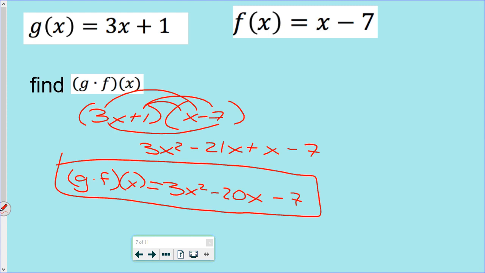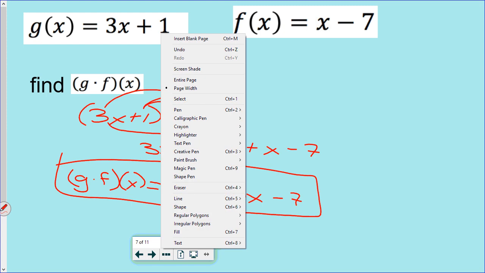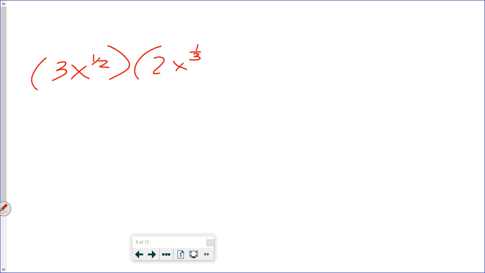Questions on that at all? Feeling pretty okay with multiplication, not too terrible. Remember when we multiply, that's when our terms change. So just a little side note, because I should have done one in here, but I forgot. Let's say I have 3x to the 1/2 times 2x to the 1/3.